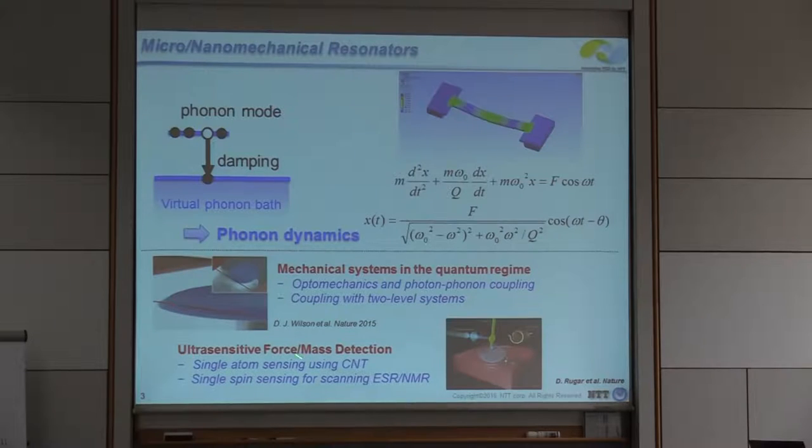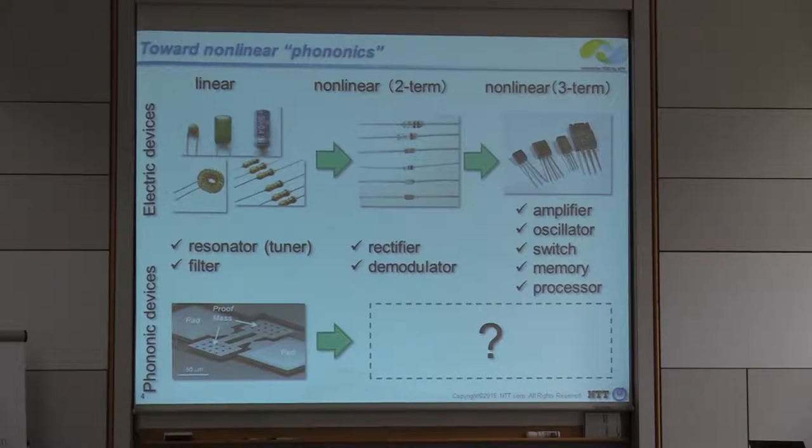And also people are trying to use this mechanical system for highly sensitive sensors. For example, single spin detection or single atom detection can be done by using this mechanical resonator. So our original target is something slightly different from that. It's more classical, but in some sense, it's more practical.